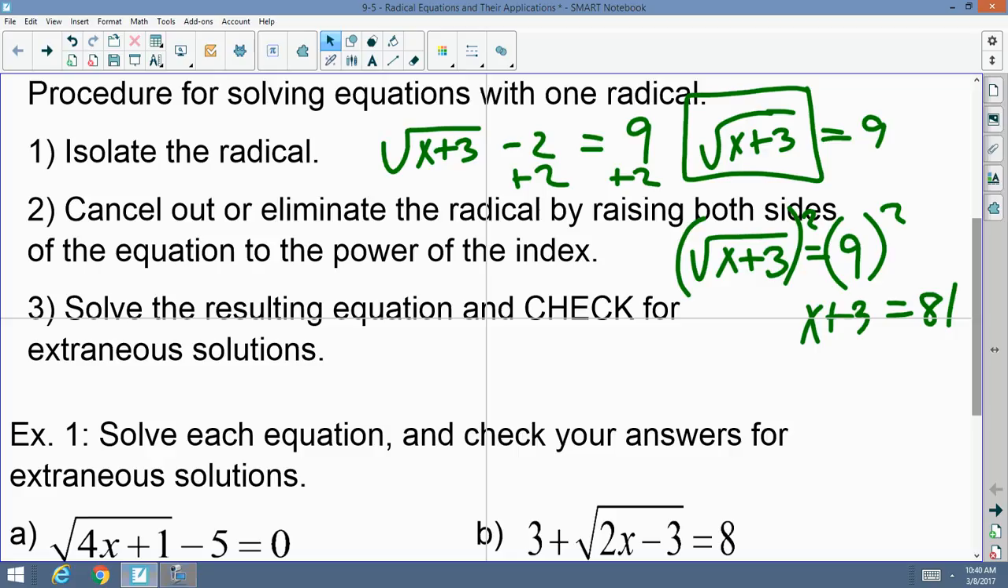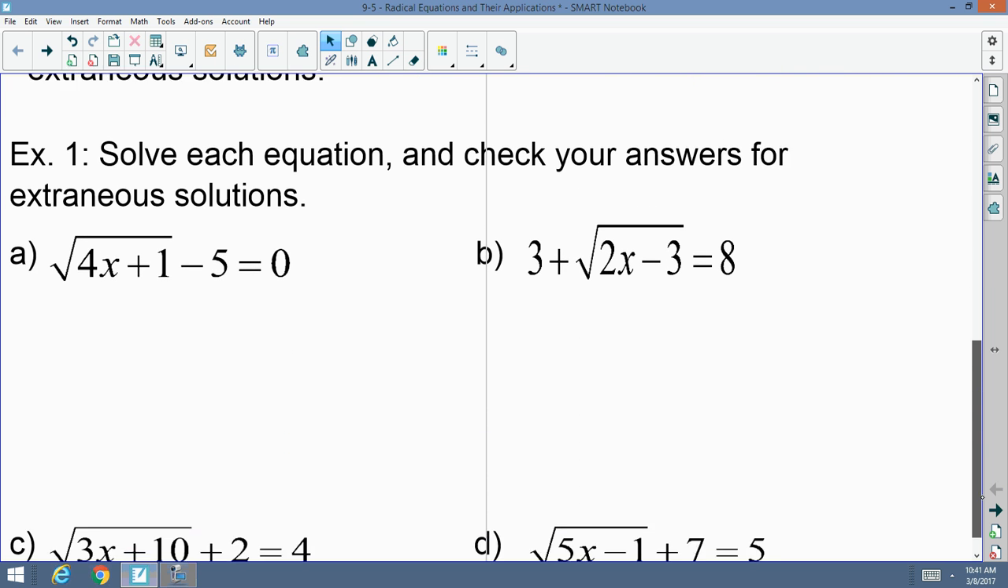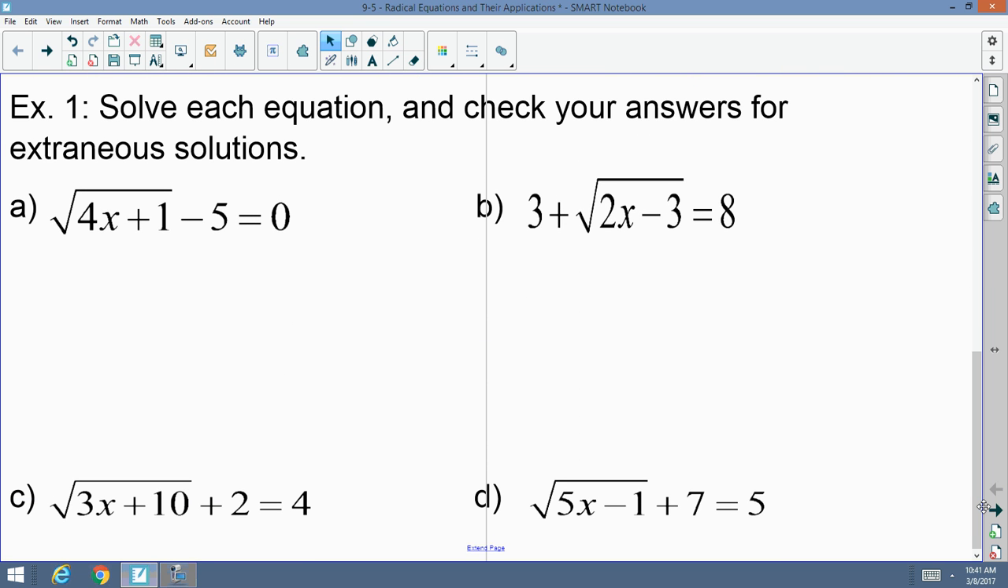Remember extraneous solutions. I don't know if you remember that, guys, but we talked about that when we were doing absolute value. Extraneous solutions are solutions that will come out in your answer, but they don't work. When you plug them in, they don't work. So they're kind of like fake or false solutions. So, okay, let's do this. Let's solve each equation and check your answers for extraneous solutions.